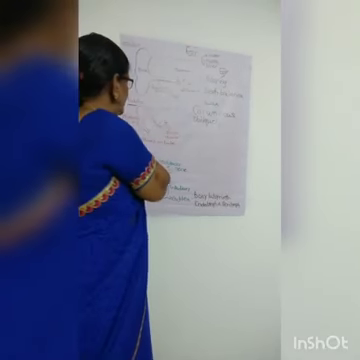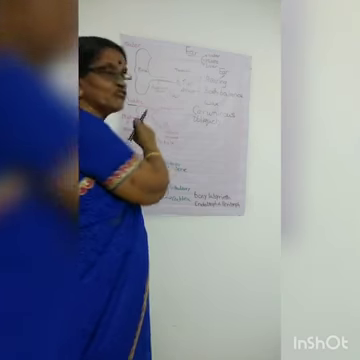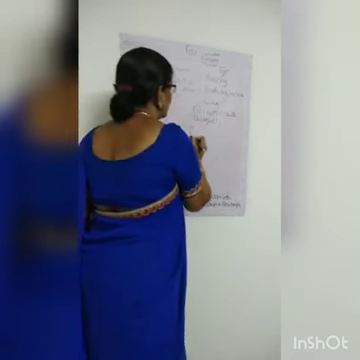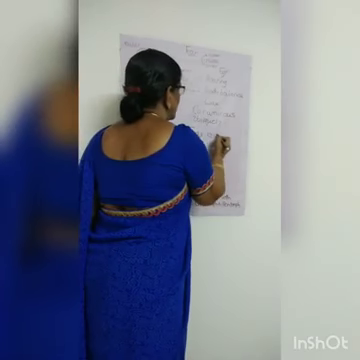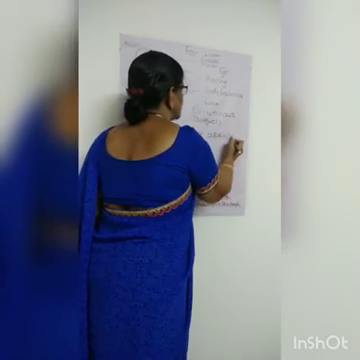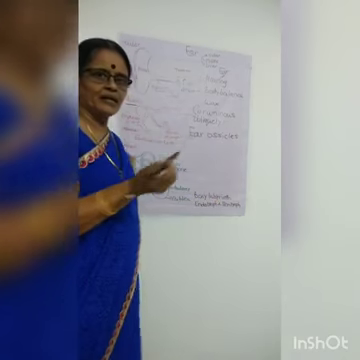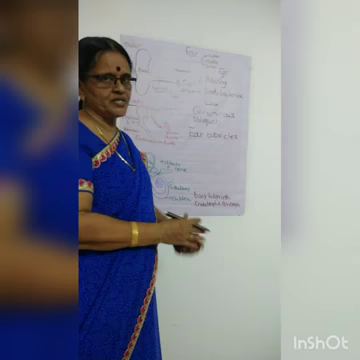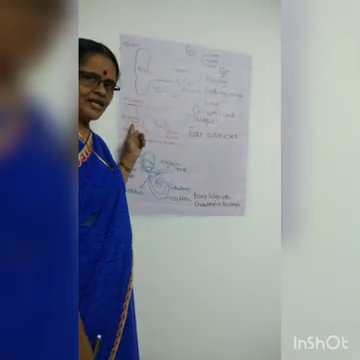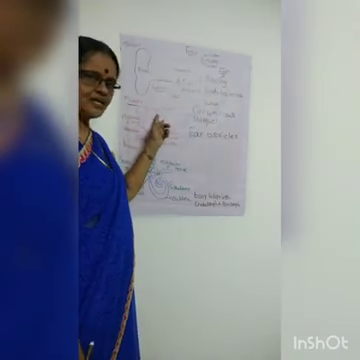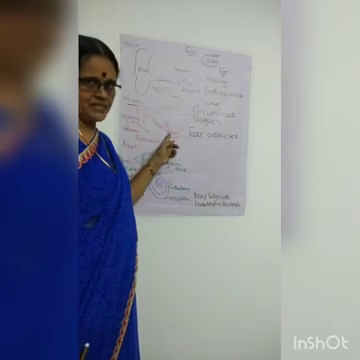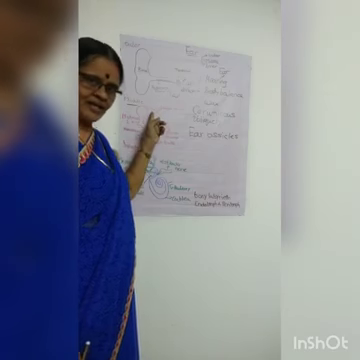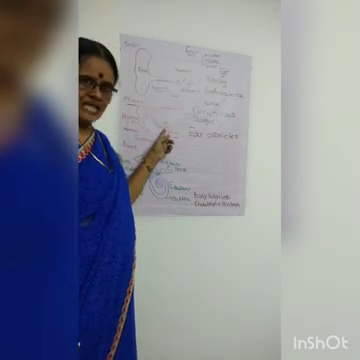The middle ear has three bones. They are called ear ossicles, which are nothing but ear bones. How many bones do we have? Three ear bones: the malleus, the incus, and the stapes.